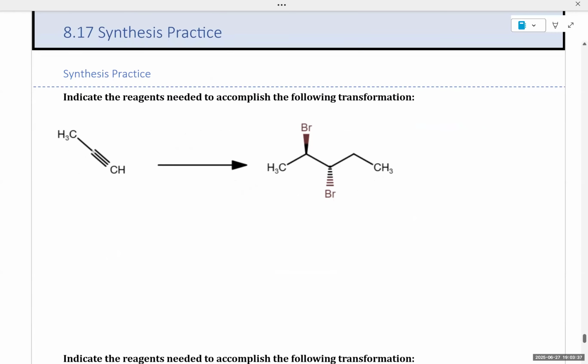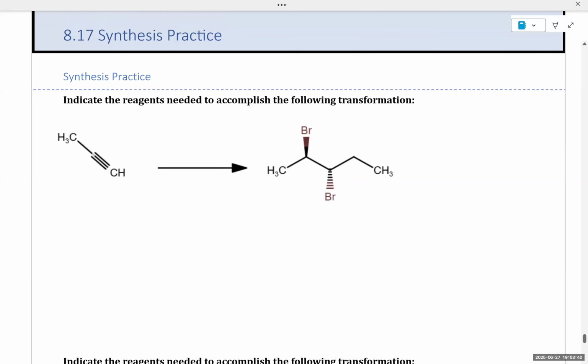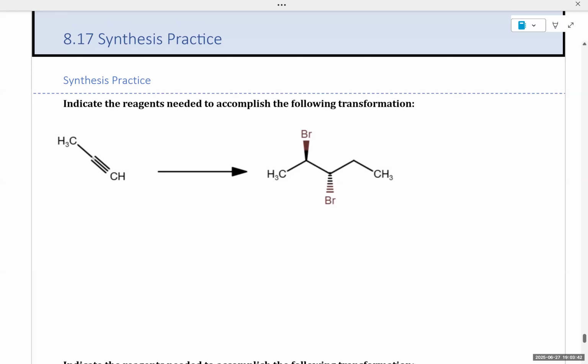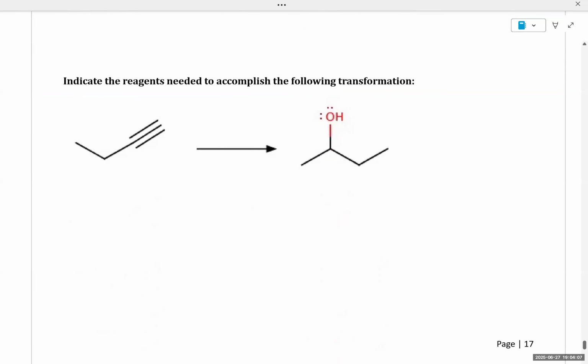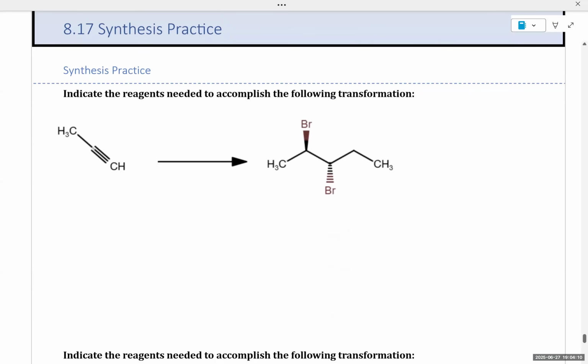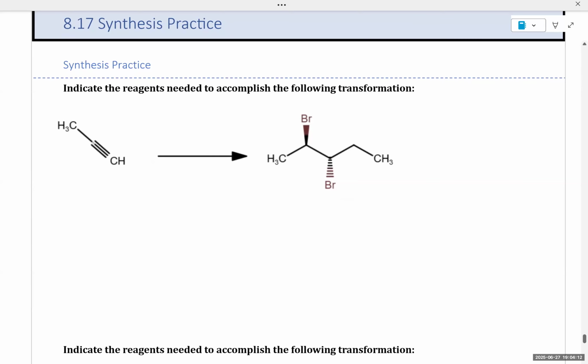So let's try to practice what we've learned, and let's try to indicate the reagents needed to accomplish the following transformation. And I would strongly encourage you to start with and to focus on approaching these problems from a retrosynthetic perspective. It's much easier to work backwards and then draw the forward route. So to this end, I'm going to do this first example. I'm going to show you how I would approach this using the retrosynthesis tools that we've learned.